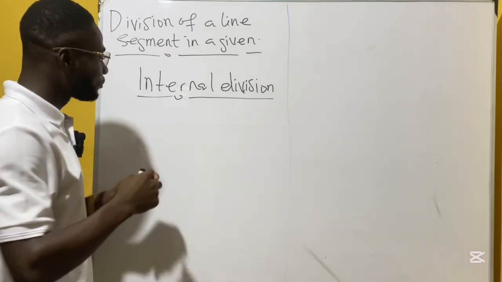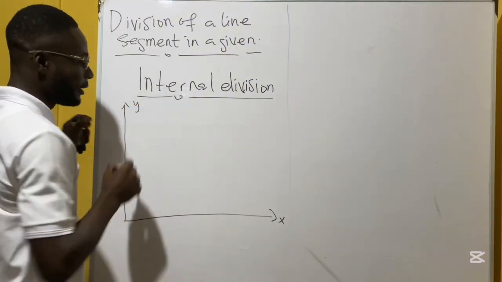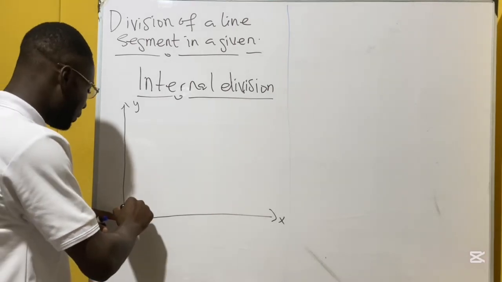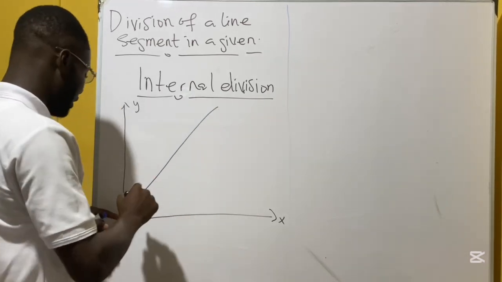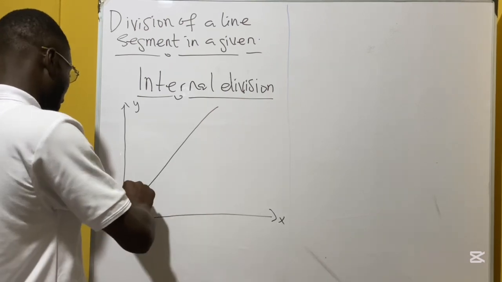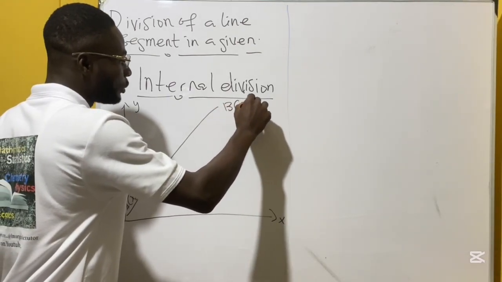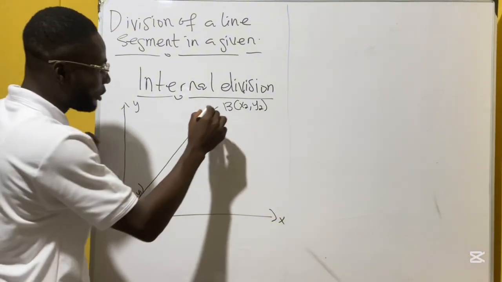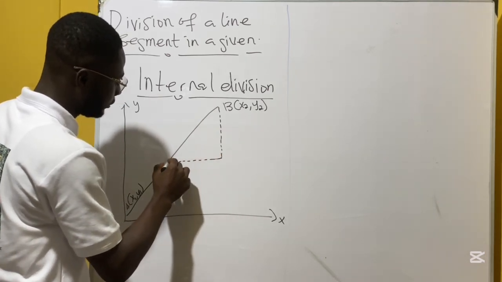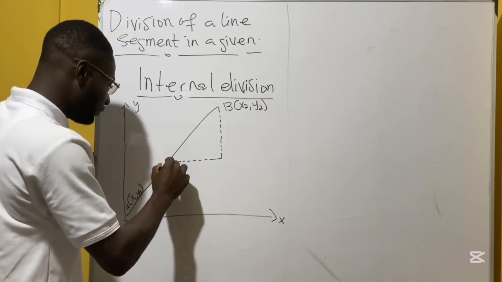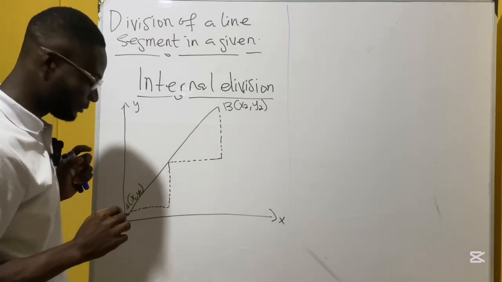So with the internal division, this is the illustration that we are going to use. Let's say we have the X and Y plane. And there is a line here. And this is A of point X1, Y1, and this is B of point X2, Y2, right? And we form a triangle here, and we continue to form another triangle here. That is it.